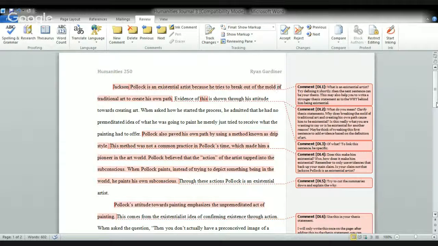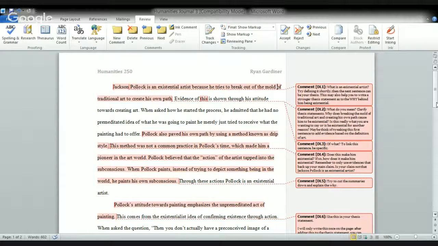So this may also help you to write a stronger thesis statement as to what the why behind him being existential. Once you know what an existential artist is, that might help you write why he is an existential artist. What I'm trying to say is your thesis statement, I feel it doesn't really tie into what you're trying to say in this paper or what an existential artist really is. So take the definition of what an existential artist is and try to incorporate a definition into that.